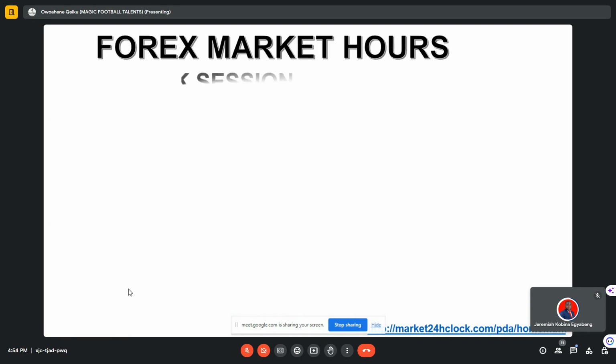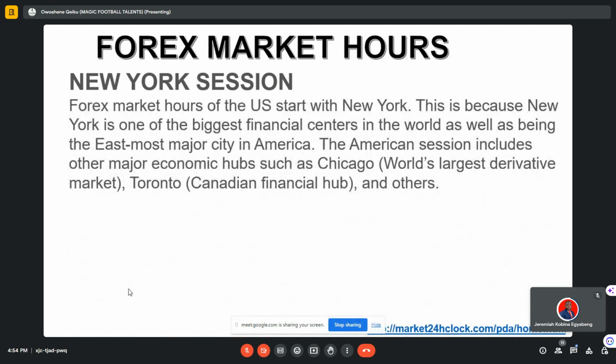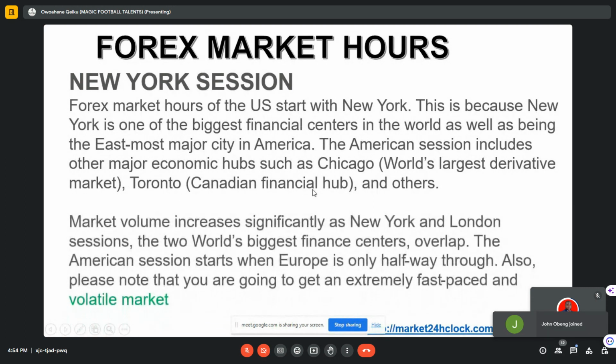That's it. And now the next session, the last session: the New York session, also the US session. The forex market hours of the US start with the New York session. This is because New York is one of the biggest financial centers in the world, as well as being the easternmost major city in America. The American session includes other major economic hubs, such as Chicago, the world's largest derivative market, Toronto, a Canadian financial hub, and others.